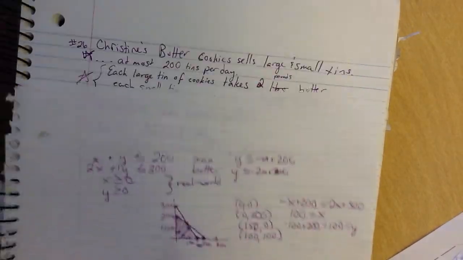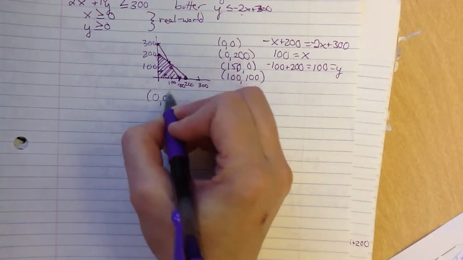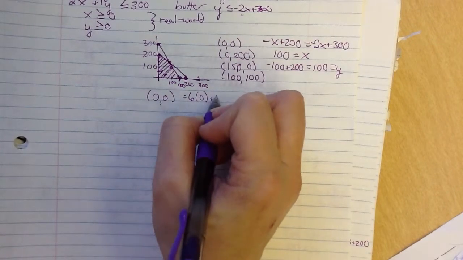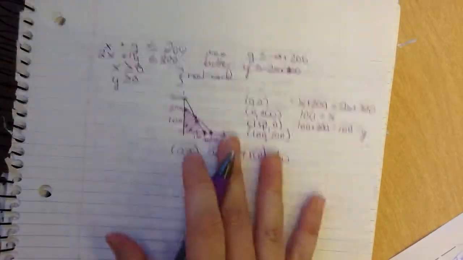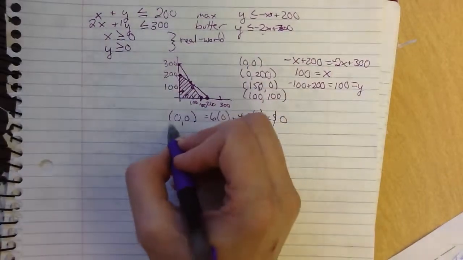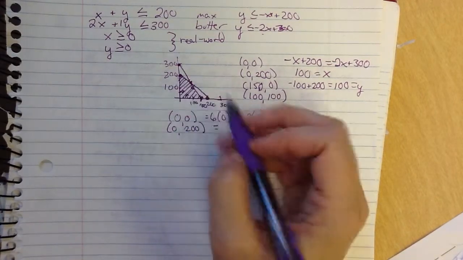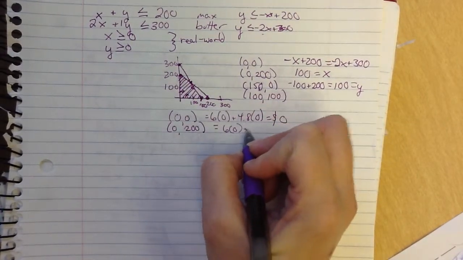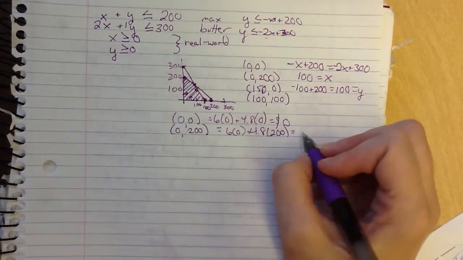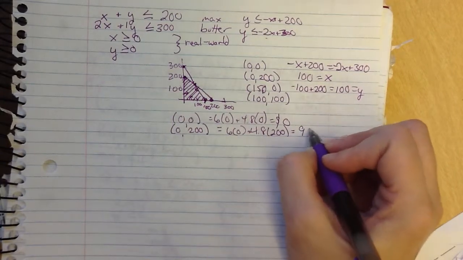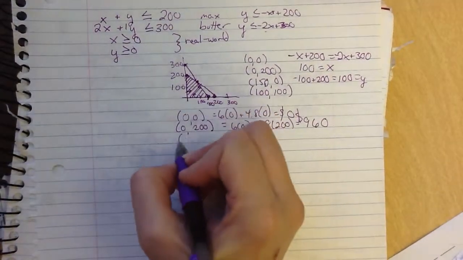Last step is to evaluate my profit at each of those points, 6x plus 4.8y. So for 0, 0, 6 times 0 plus 4.8 times 0 is still 0. She makes no profit. They make no profit, excuse me. 0, 200. So what if they sell 200 small tins? 6 times 0 plus $4.80 times 200 equals 960. Okay, so $960 if they sell 200 small tins.